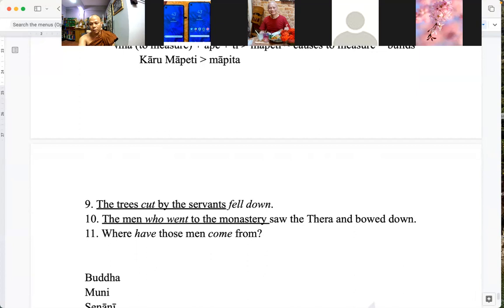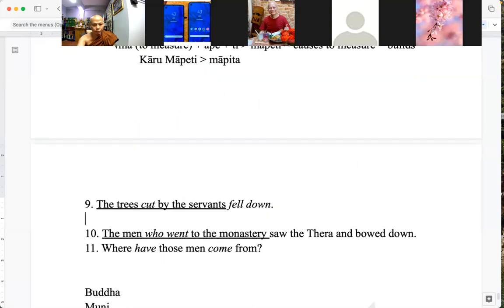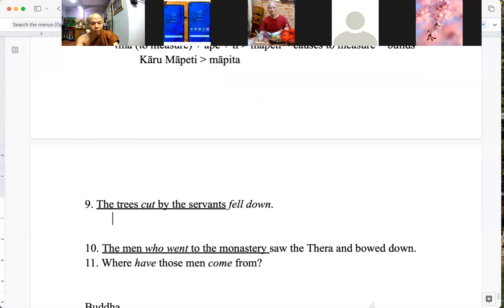Okay, so we should finish these, right? Now, number 9. The trees cut by the servants fell down. Okay, so the trees is rukkha, but here the subject is plural, that is rukkhā, like the Buddha, and then fell down. Fell down also patati, past participle patita, but as a predicate function or verb function. So that is the same as the tree or rukkha. So patitā should be.